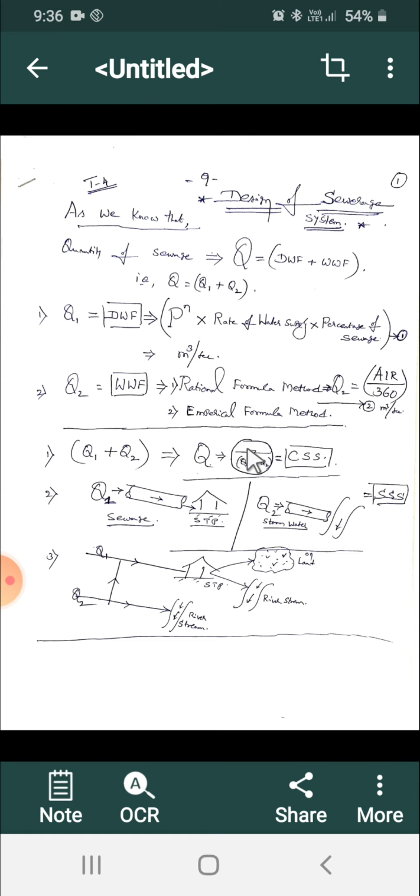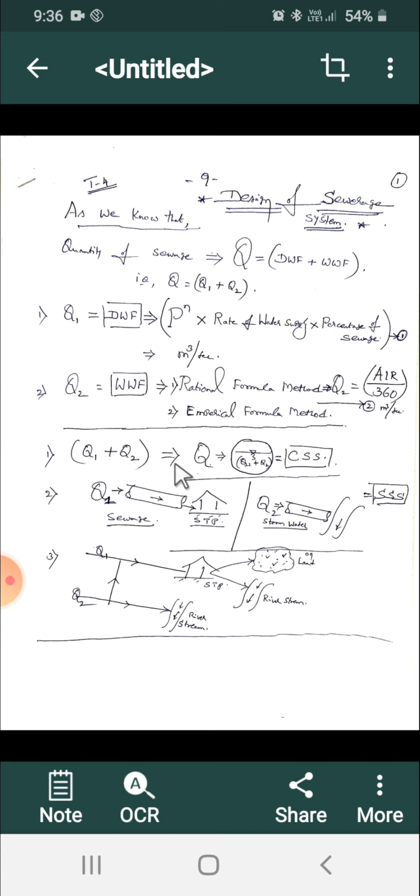Totally there are two modules, module number 1 and module number 2. Both belong to this type of problems only. Very, very easy. The only thing is you must remember what is discharge. These two discharges are very, very important. Yesterday you solved the problem using only the rational formula method. That was yesterday. Today we are coming in a different way.